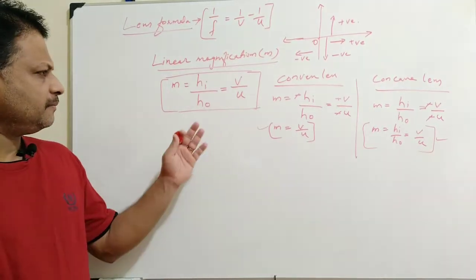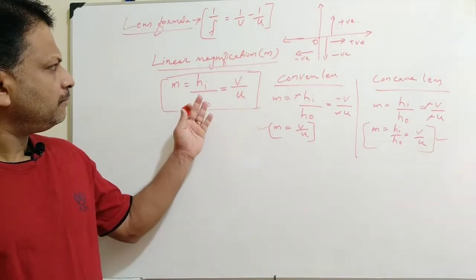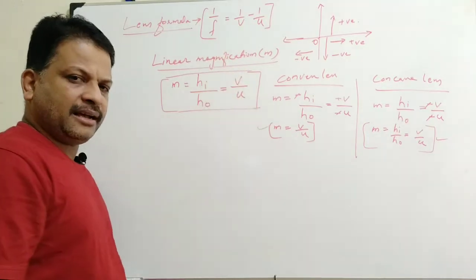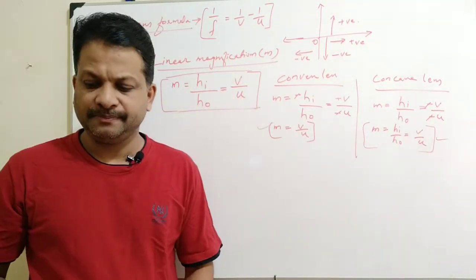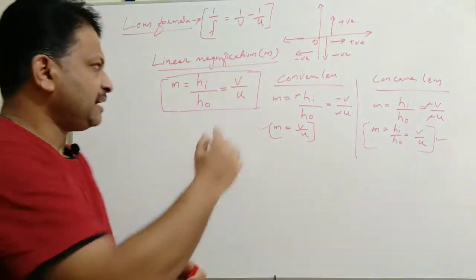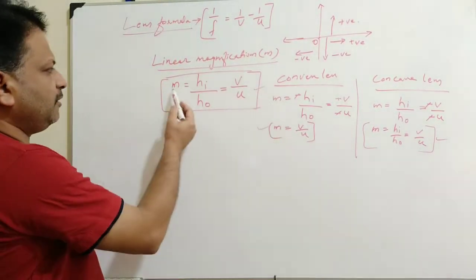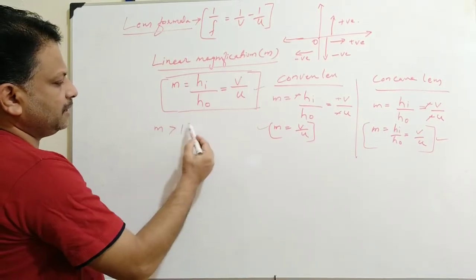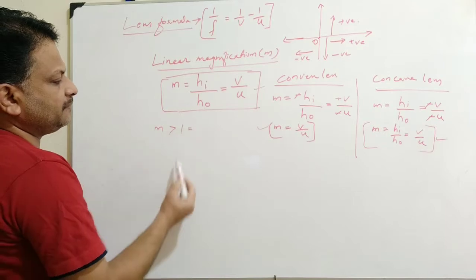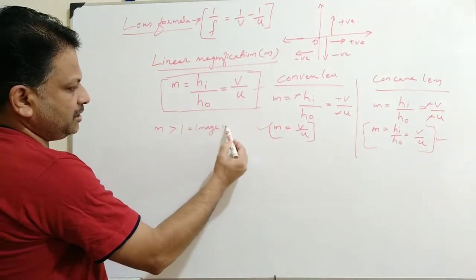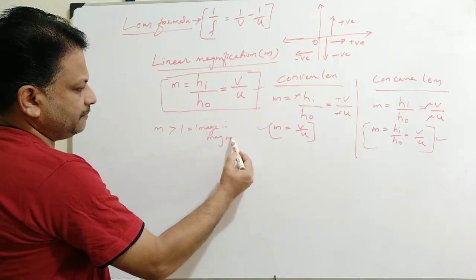Now, as I told you, linear magnification is basically a number. It's a pure ratio without any unit. What does this number tell us about? Looking at this expression, if the value of m is greater than 1, image will be magnified.